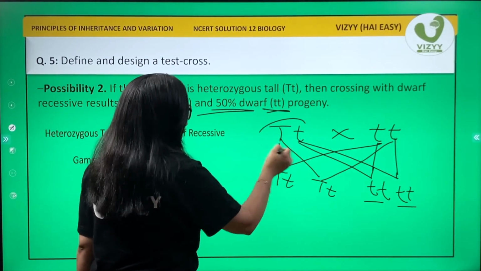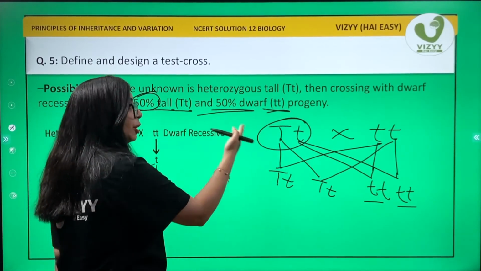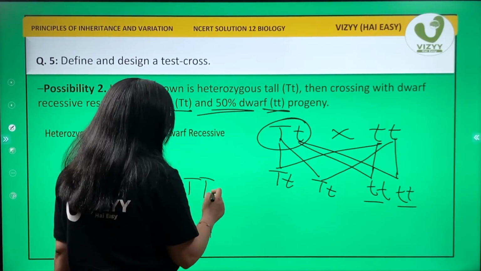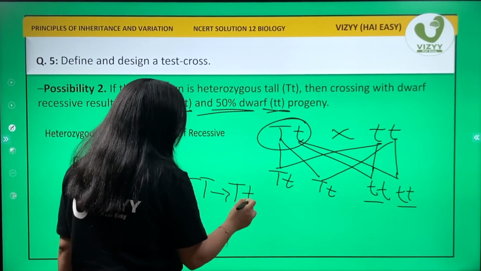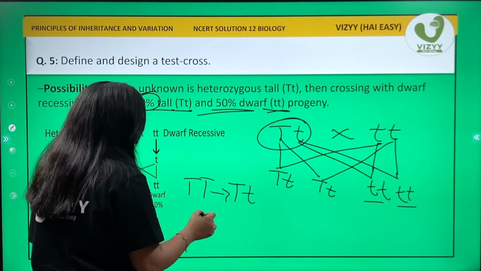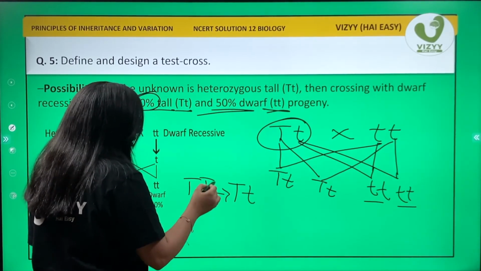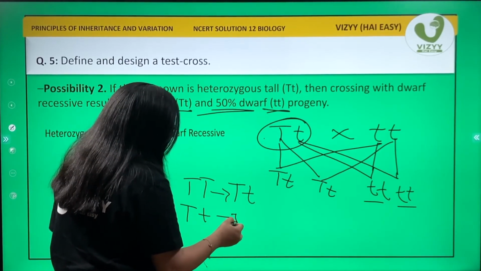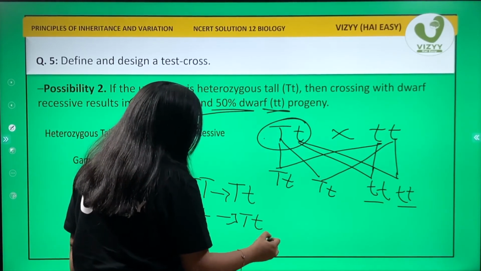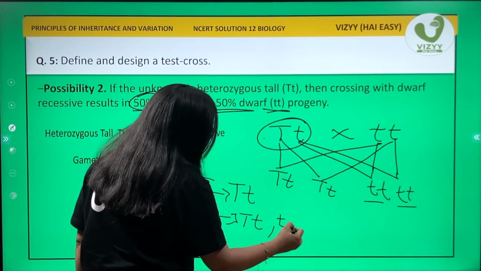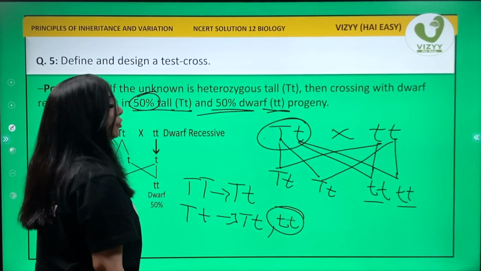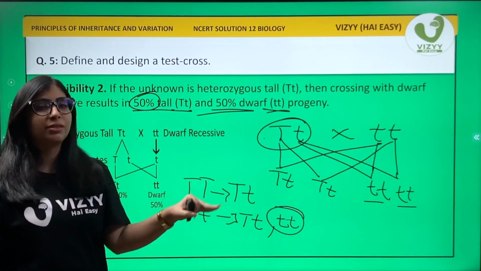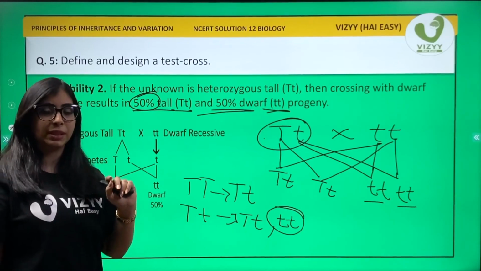So this was unknown, and we gave two possibilities. It could be homozygous or it could be heterozygous. In the case that it is homozygous, they are all heterozygous tall. But in the case of heterozygous, we've got 50% of them being heterozygous tall and 50% of them being homozygous dwarf. Okay, students, so this is your answer number 5, or this is your test cross with two possibilities.